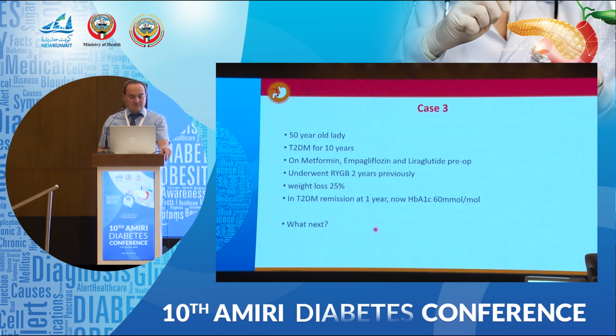Okay. Let's move on to the third one, and we'll have to do this quickly so that I can show a little bit of data. So the same woman, same BMI and everything, same medications, undergoes a gastric bypass, the one that is considered the gold standard metabolically. Weight loss 25%, diabetes remission in 1 year, and now her HbA1c is 60. What do you do now?